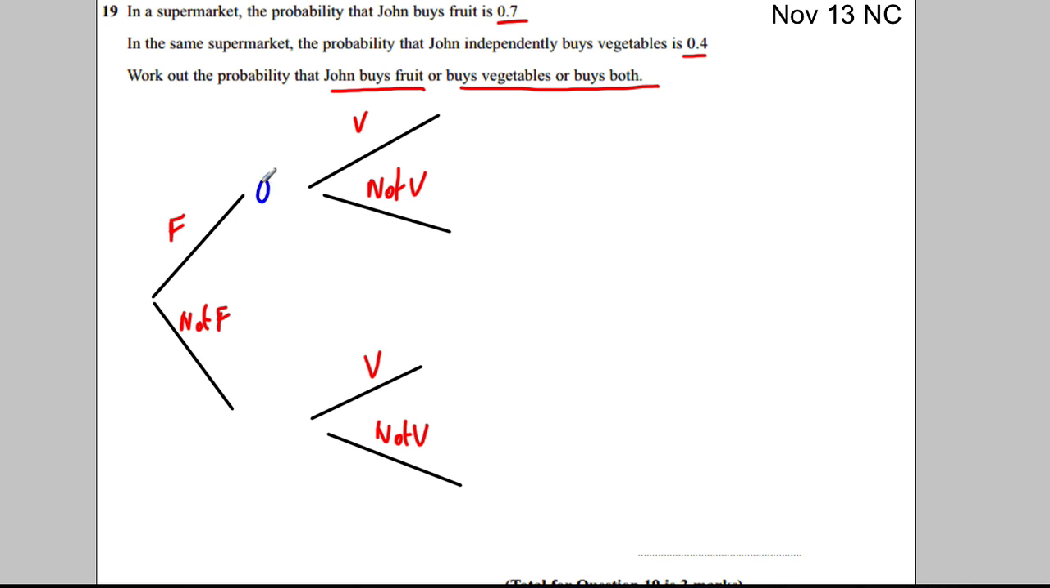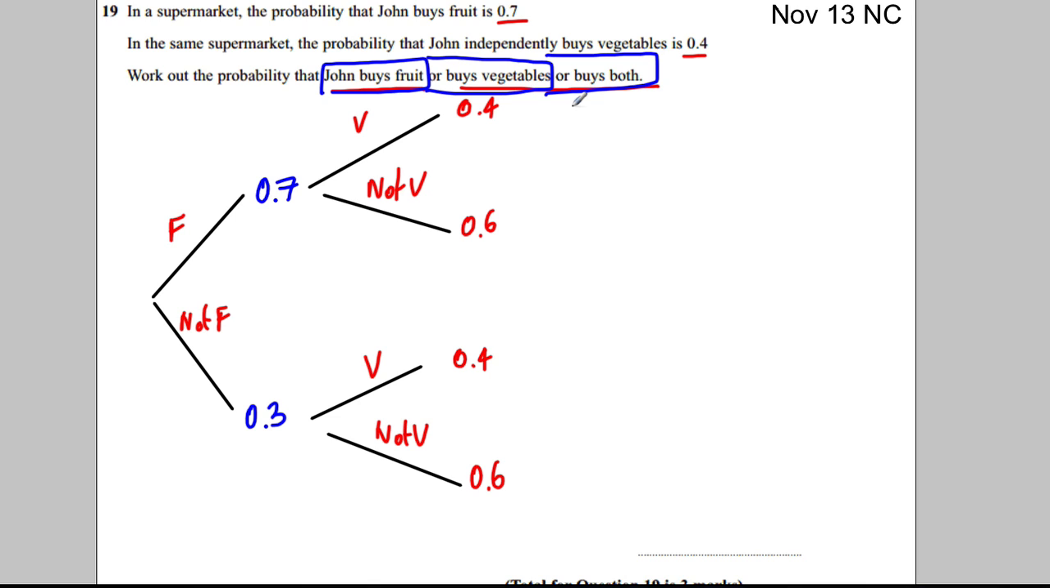Now the probability he gets fruit is 0.7, so the probability he doesn't is 0.3. The probability he gets veg is 0.4, so the probability of not is 0.6, so we can write 0.4, 0.6 here. Now we're looking for the probability he buys fruit, or he buys vegetables, or he buys both. So this one we want, fruit and veg is a possible option, so it's 0.7 multiplied by 0.4. The probability he buys fruit and not veg is a possibility, so it's 0.7 multiplied by 0.6. The probability he buys not fruit but veg is 0.3 multiplied by 0.4.